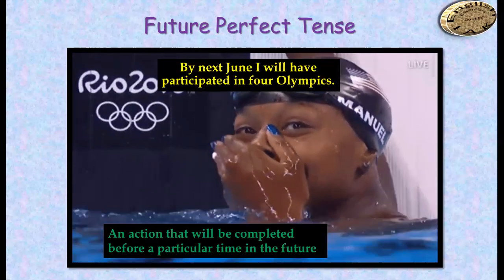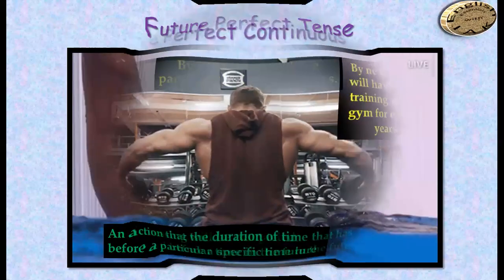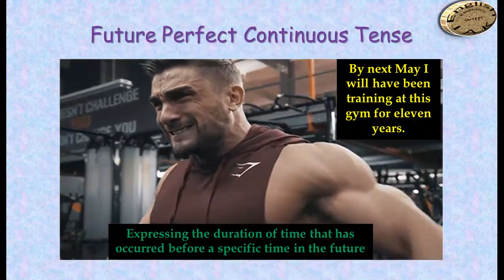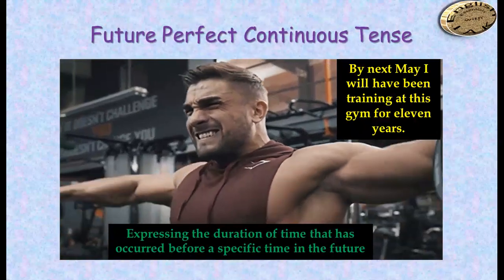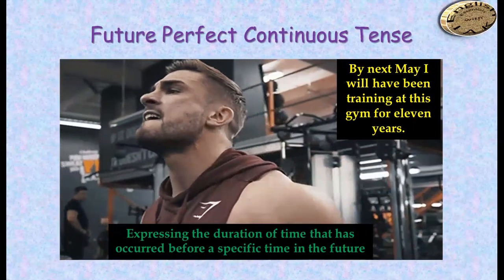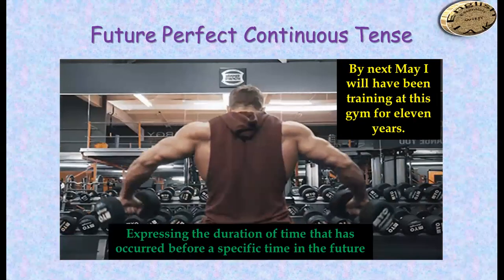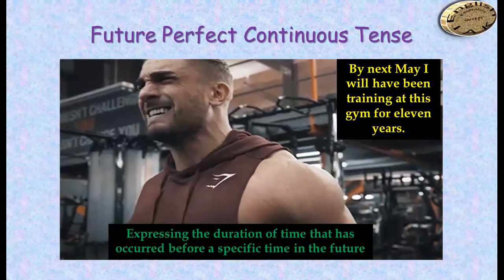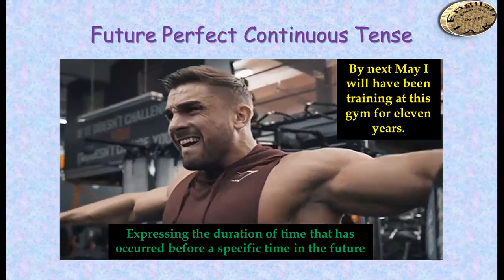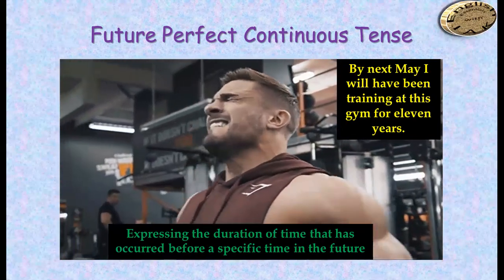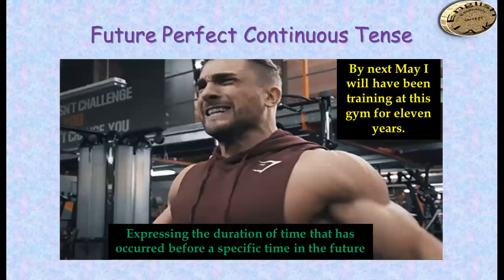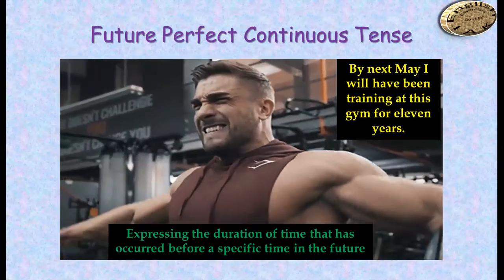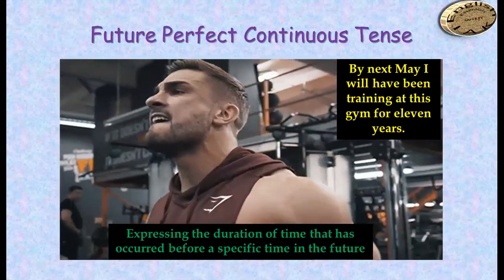So with this, we move on to the next one, and that is future perfect continuous tense, which is the last slide also. It says expressing the duration of time that has occurred before a specific time in the future. For example, by next May, I will have been training at this gym for 11 years.